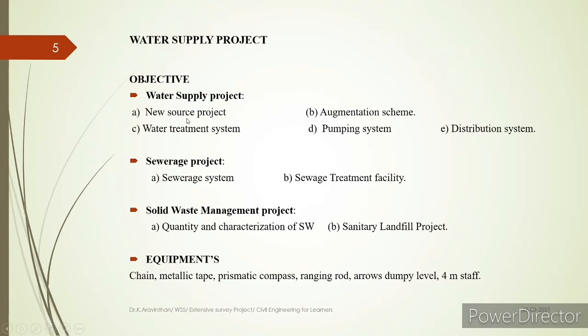Now, what are the objectives for a water supply project? For a new source project, you should find a source of water and an augmentation scheme. So in future, how we can expand this, and the water treatment system where the water is treated, the pumping system where the water is pumped, and it is distributed. And for a sewage project, you have to locate the sewage system and sewage treatment facility.